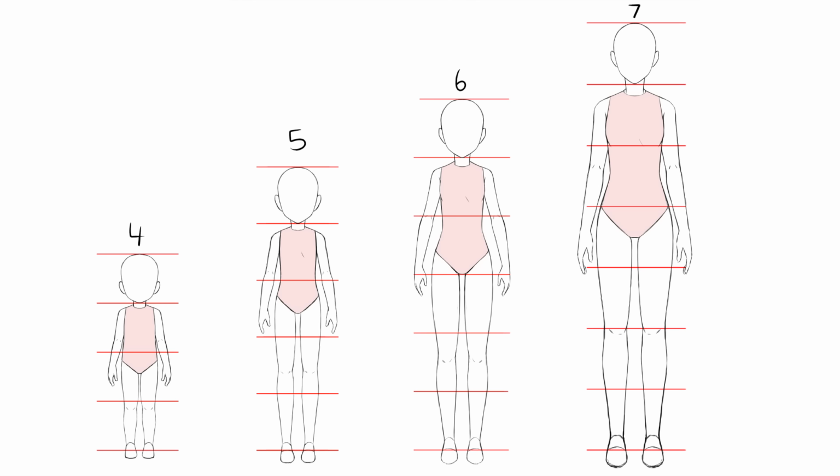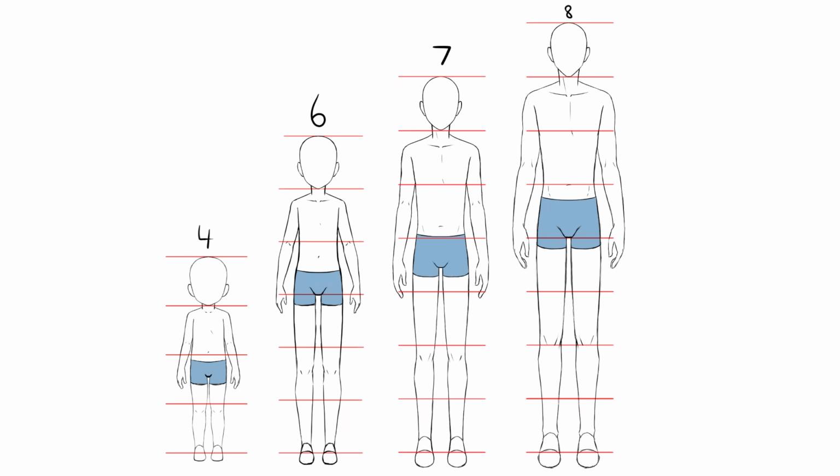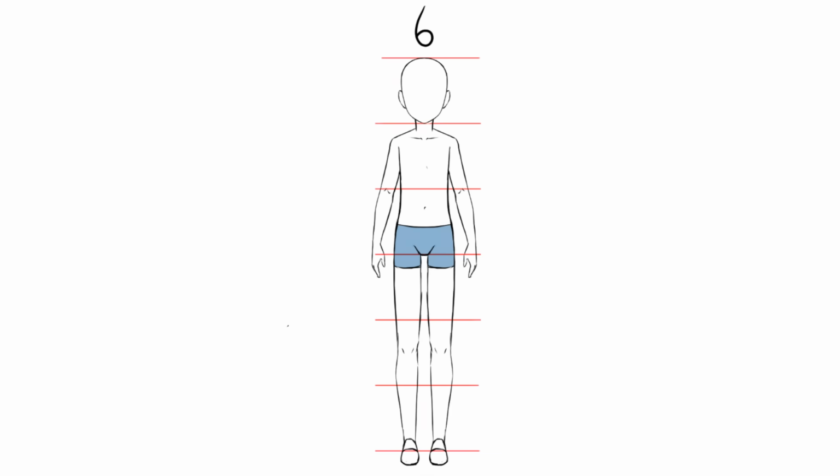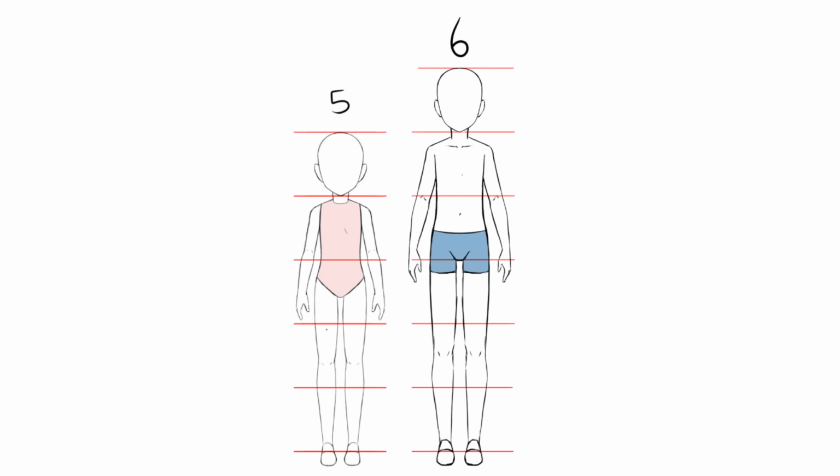Okay, let's talk about how the male body changes. For girls, it was the hips and the chest that develop. For males, it's mostly the shoulders that change. For the male preteen body, I make it 6 heads tall. You may notice that my male characters are 1 head taller compared to my female characters. The preteen girl is 5 heads tall, but the preteen boy is 6 heads tall.